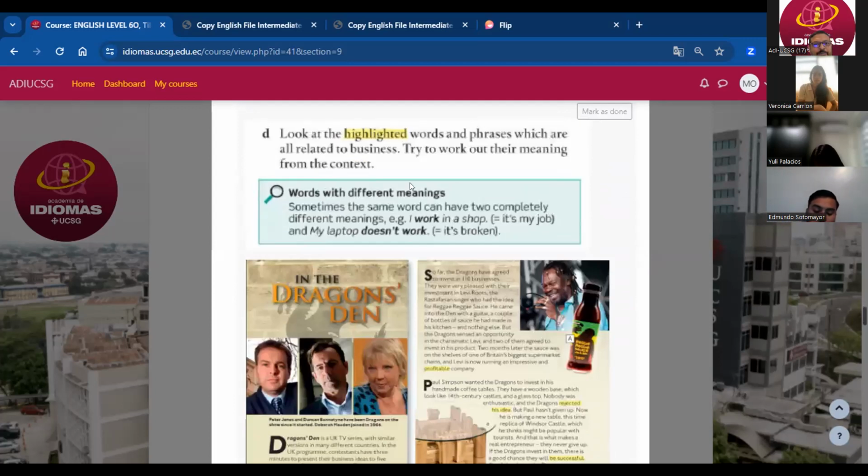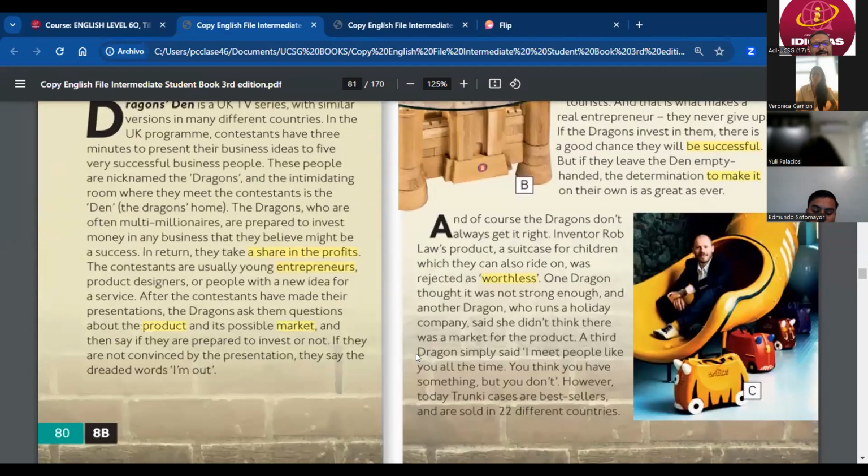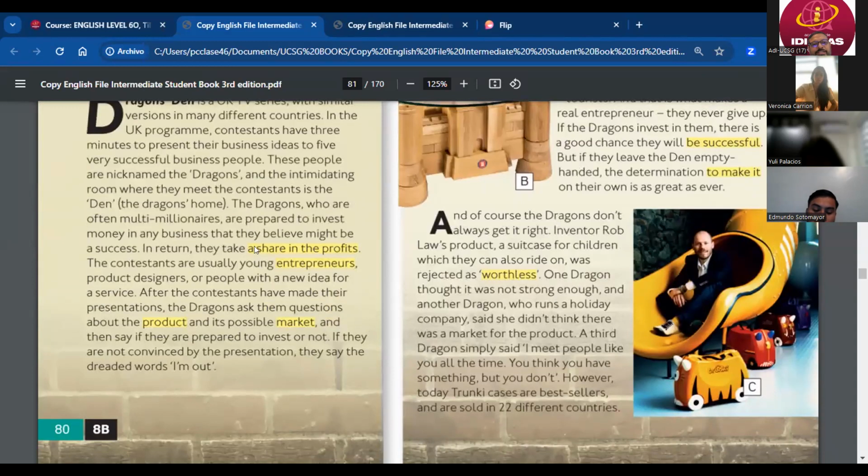Look at the highlighted words and phrases which are related to business. Try to work out their meaning from the context. So the ones that are highlighted are, for example, a share in profits. A share in profits is when you want one part of the money that the business is making. Una parte de las ganancias, a share in profits. Entrepreneurs, emprendedores.